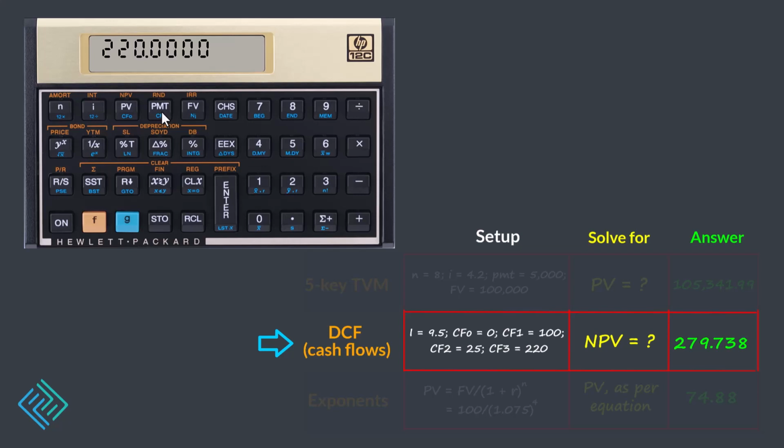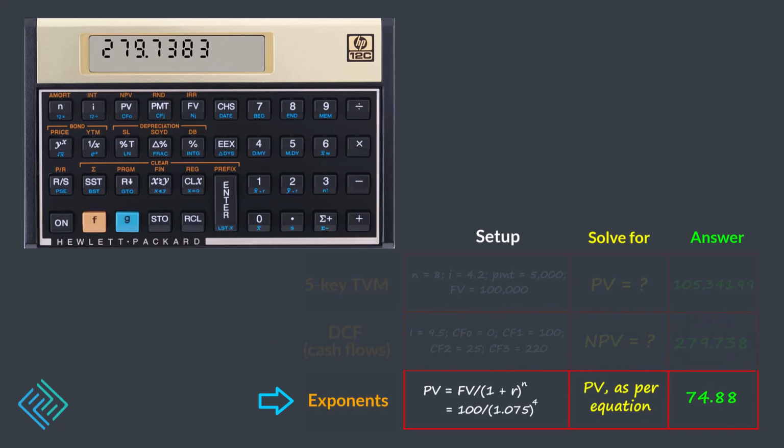End the DCF calculation by solving for net present value using orange shift and the NPV key. To solve the equation, first, note that like most users of the 12C, I leave mine permanently in reverse Polish notation. So the key presses are clear registers, then 100, enter, 1.075, enter, 4, y to the x, and end with the divide key.